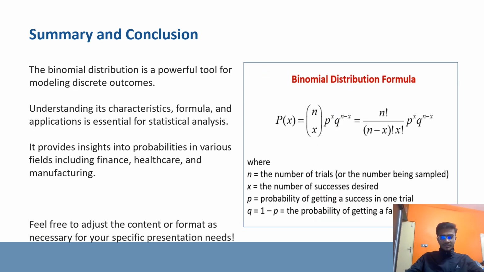So what is the summary and conclusion of this video or the topic? The binomial distribution is a powerful tool for modeling discrete outcomes. So it is a very useful and powerful tool for doing these kinds of calculations, and understanding its characteristics, formula, and applications is essential for statistical analysis. It provides insights into probabilities in various fields including finance, healthcare, and manufacturing. So that's all about the topic.